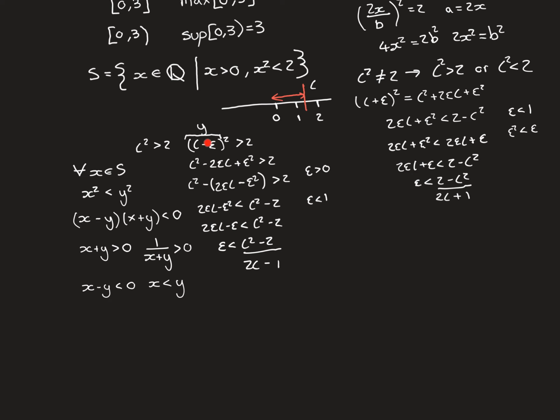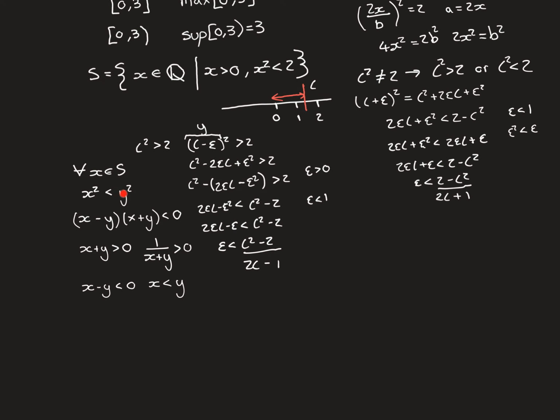So we're going to rename, just for simplicity, L minus epsilon as y. So we want to show that for all x within the set S, they are all less than or equal to y. And what we know is that for all x in S, x squared is less than y squared. But we know that because all the elements in the set, their square is less than 2, and y squared we know is greater than 2. Therefore, we can say that for all x in S, x squared is less than y squared.